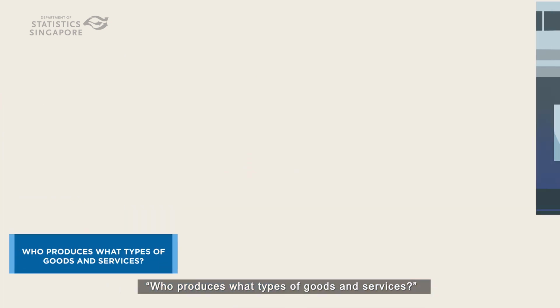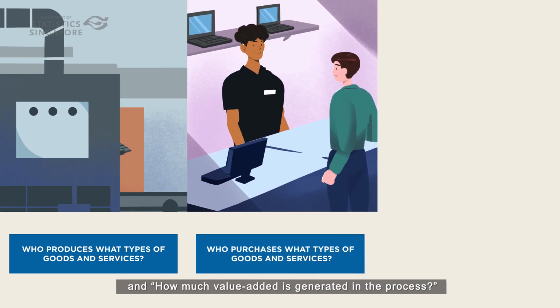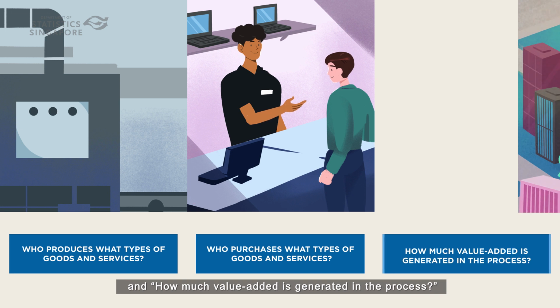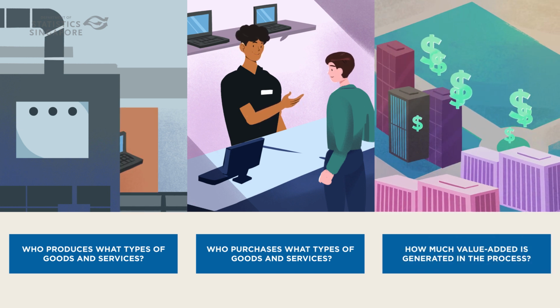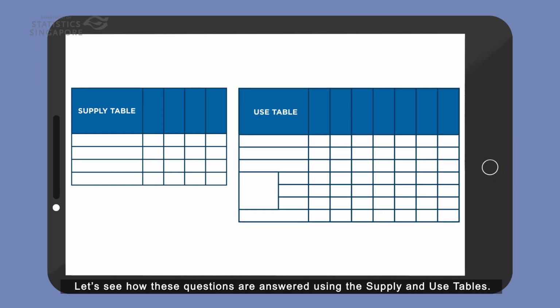Who produces what types of goods and services? Who purchases what types of goods and services? And how much value added is generated in the process? Let's see how these questions are answered using the supply and use tables.